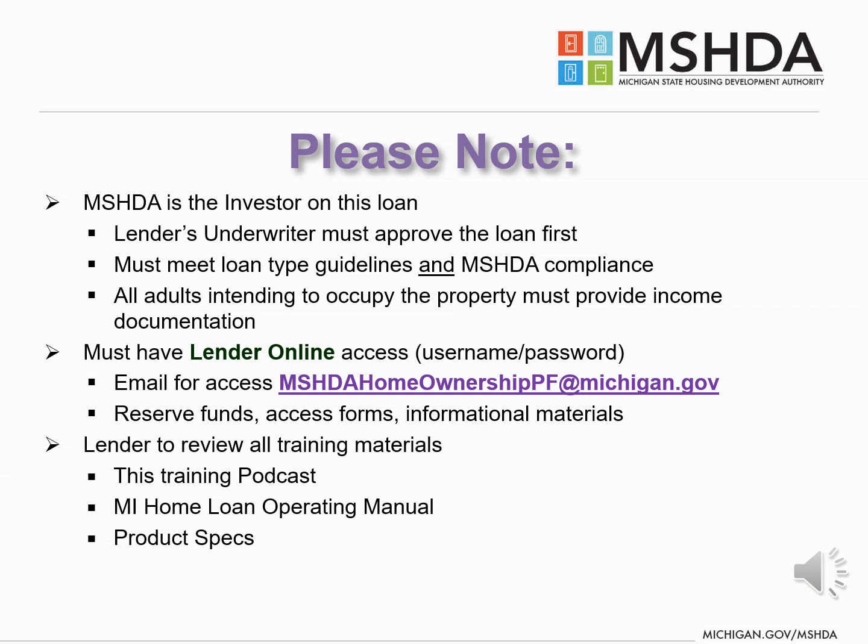The lender must have access to Lender Online. To receive access, send an email to the address listed. Once you receive access, you will be able to reserve funds, access forms, and other informational materials. The lender is required to review all training materials. This includes this podcast, the My Home Loan Operating Manual, and the product specs for each loan type and down payment assistance.